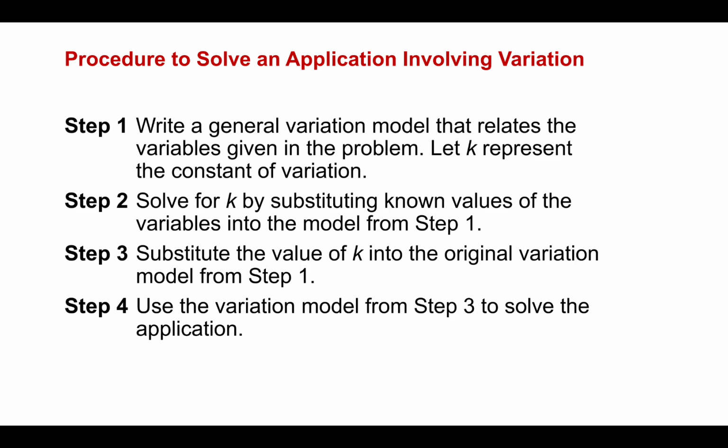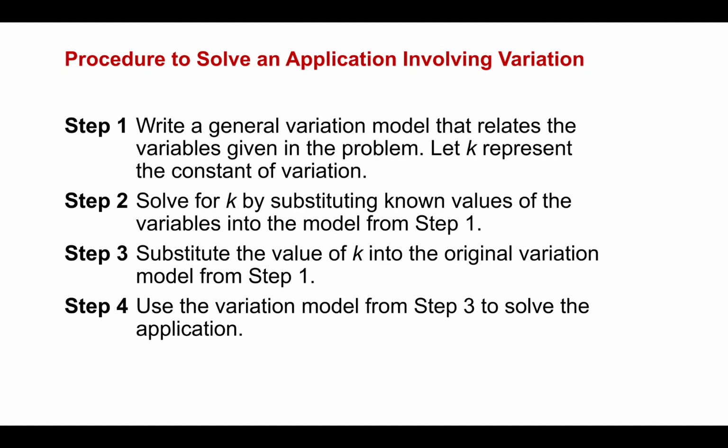Step 2, we're going to take what they've given us and solve for K. We're going to substitute our known values of the variables into the model from the previous step, and solve for K. So they give us some information. They tell us at this point this happens, or at this time this happens, at this height this happens, whatever it may be. And then we use that information to solve for K.